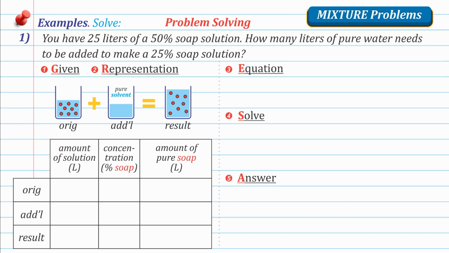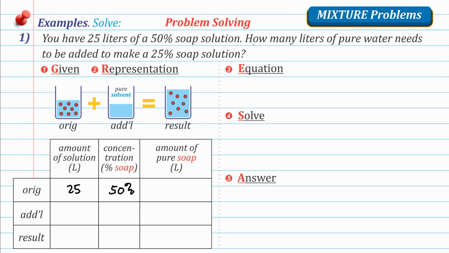Now, let's plug in values. Going back to the problem, you have 25 liters of a 50% soap solution. Now, it doesn't say here kung yun yung original, additional, result. Pero since that's the first thing na binanggit, it must be the original. So, plug in values here. Originally, the amount of solution is 25 liters. So, writing here, 25. Now, it was described to have a 50% concentration. So, this 25 liters here is 50% soap. So, let me write here, 50%. Or you can write 0.5 if you want.